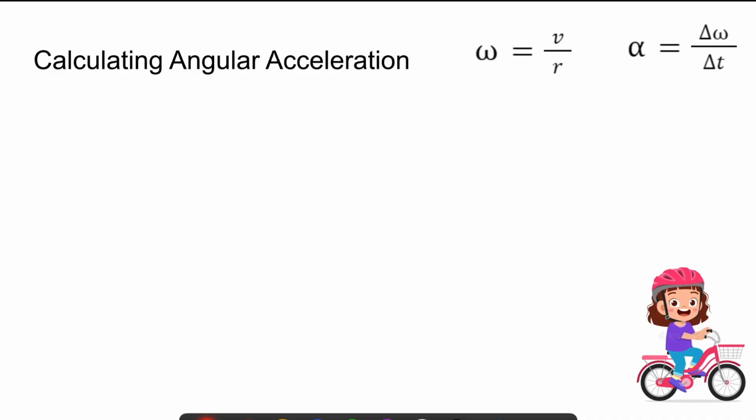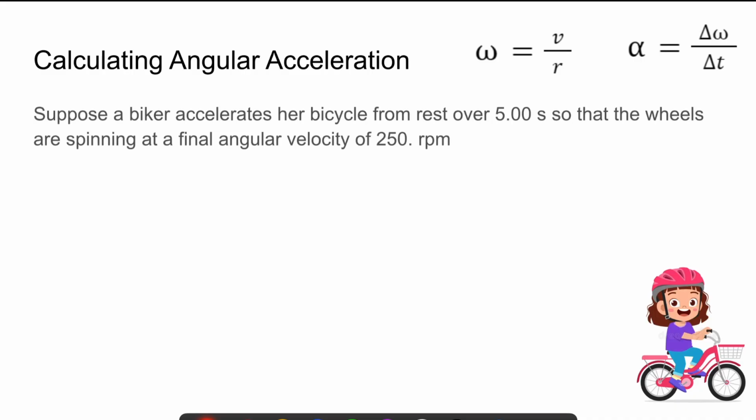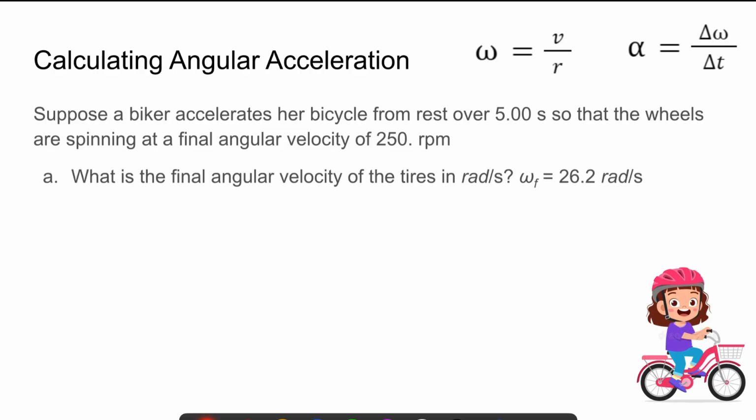All right, so let's play around with angular acceleration to calculate it. Let's suppose a biker accelerates her bicycle from rest over the course of 5 seconds so that the wheels are spinning at a final angular velocity of 250 rotations or revolutions per minute. So let's first think about what is the angular velocity of the tires in radians per second.